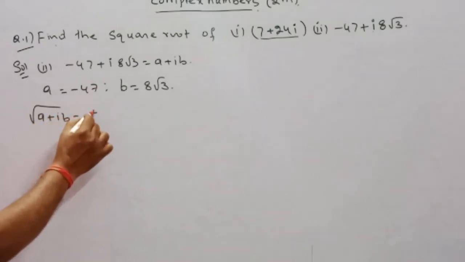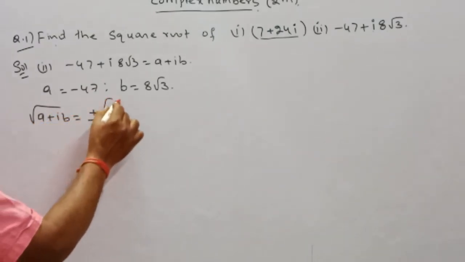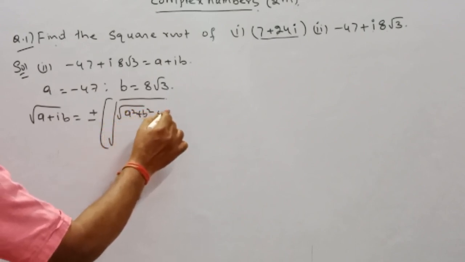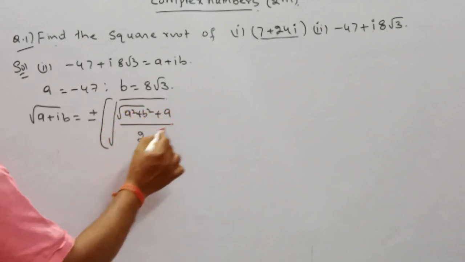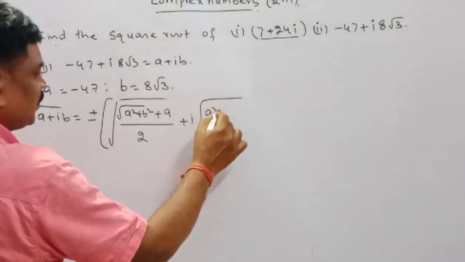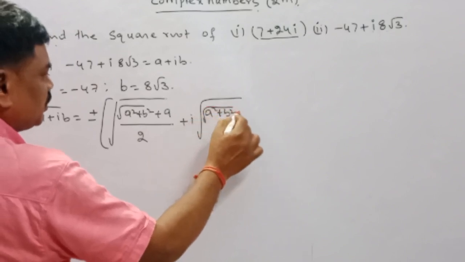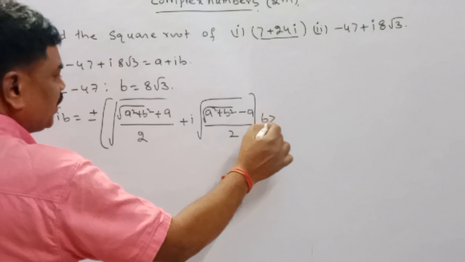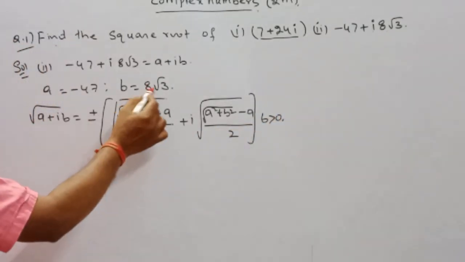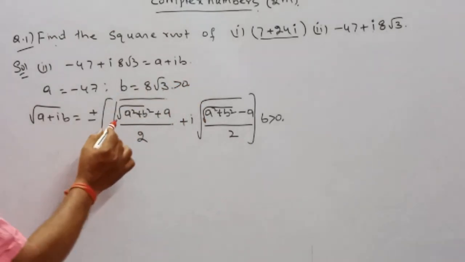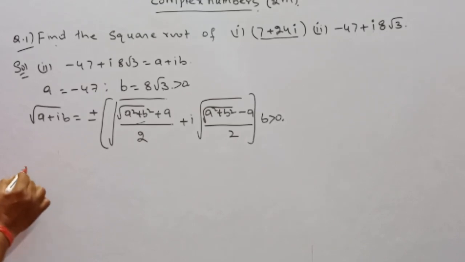The square root of a plus ib is equal to plus or minus [square root of (square root of a square plus b square plus a) by 2 plus i into square root of (square root of a square plus b square minus a) by 2] if b is greater than 0. Here b is greater than 0, since 8 root 3 is greater than 0. Then we have to find the square root of a square plus b square.